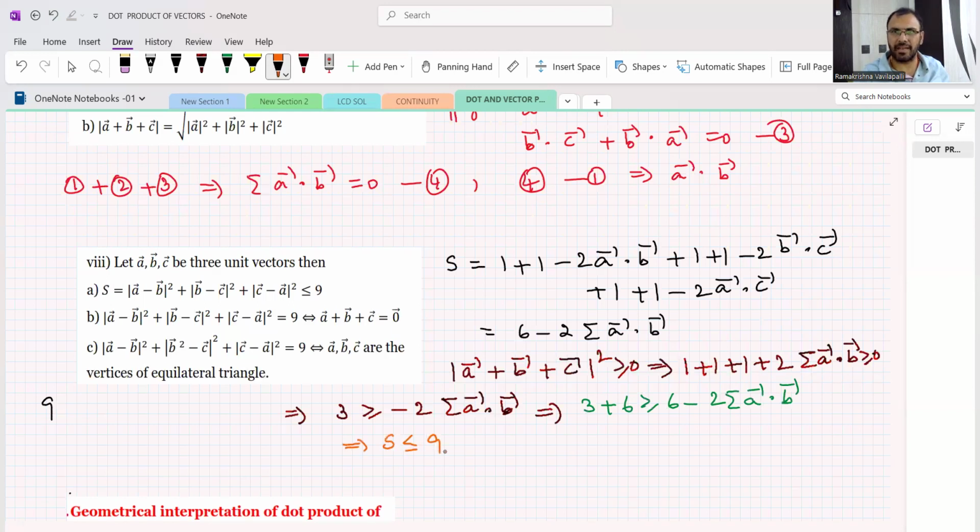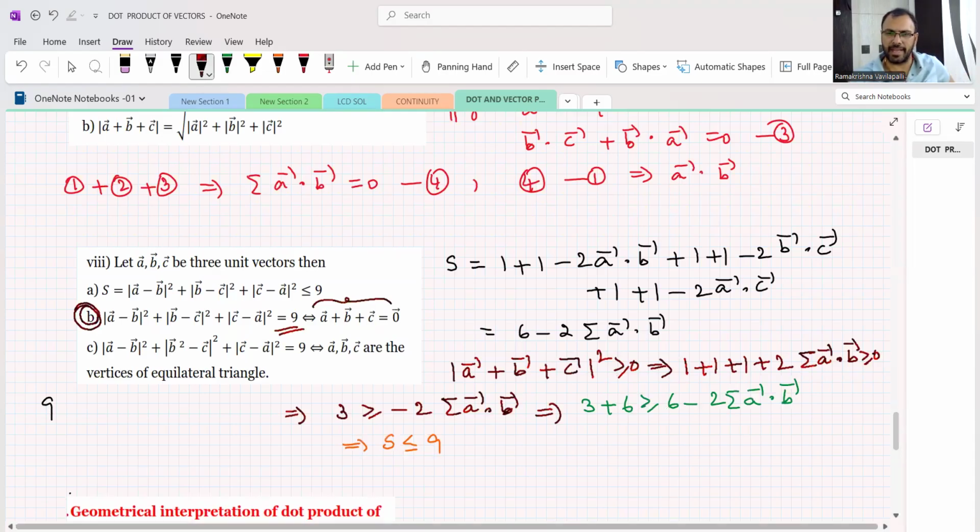Does not exceed 9. So you just follow this technique to solve any kind of questions like this. And this point is very, very important: if it is exactly equal to 9, then A bar plus B bar plus C bar equal to 0 bar. Use the same technique.